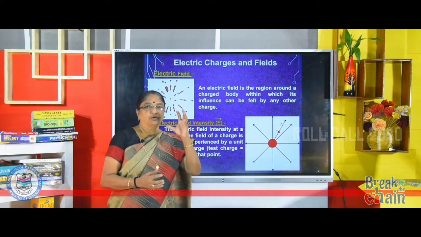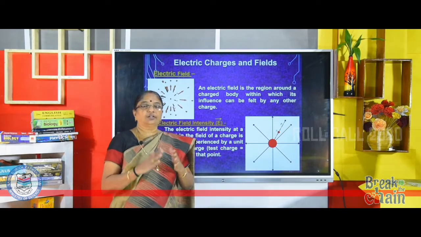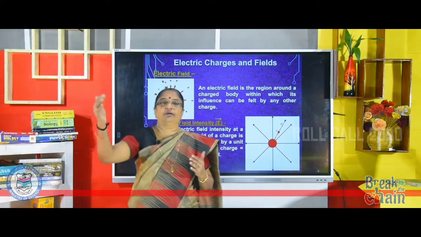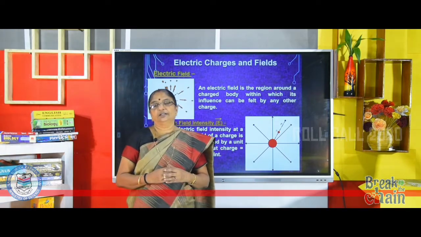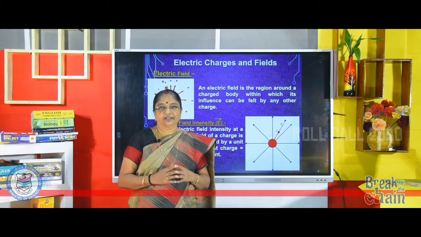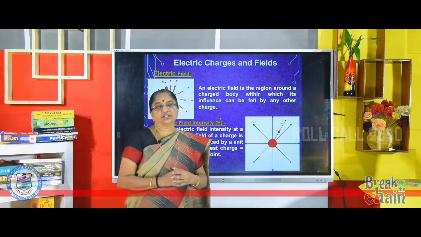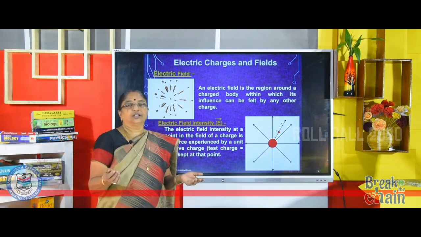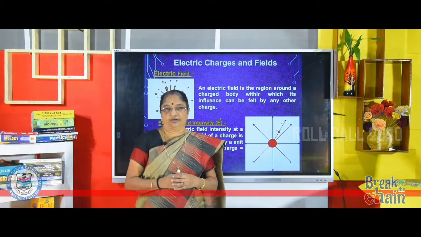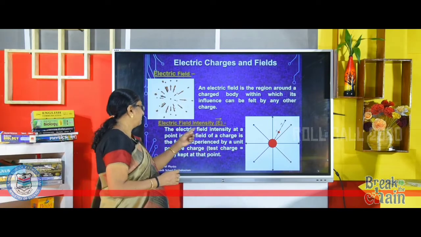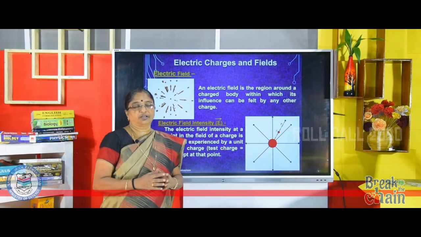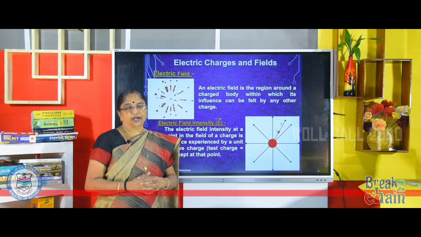Just consider a bulb, glowing bulb. Nearer to the bulb, its intensity of the light is more, but as we move away from the bulb, the intensity of light decreases. Like that, nearer to the charge, the intensity is more, and far away from the charge, the intensity goes on decreasing. So let us define the electric field intensity, which is a vector quantity which is represented by capital letter E.